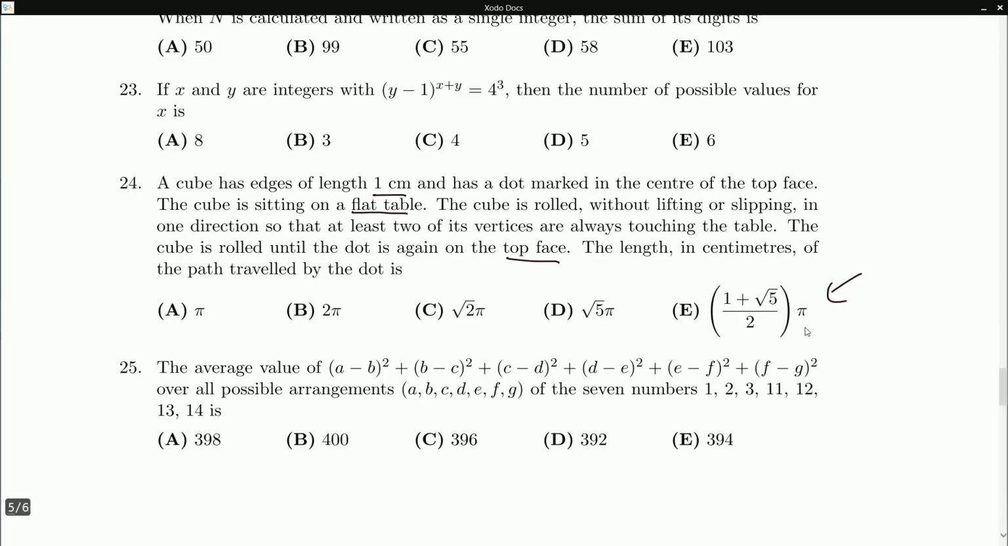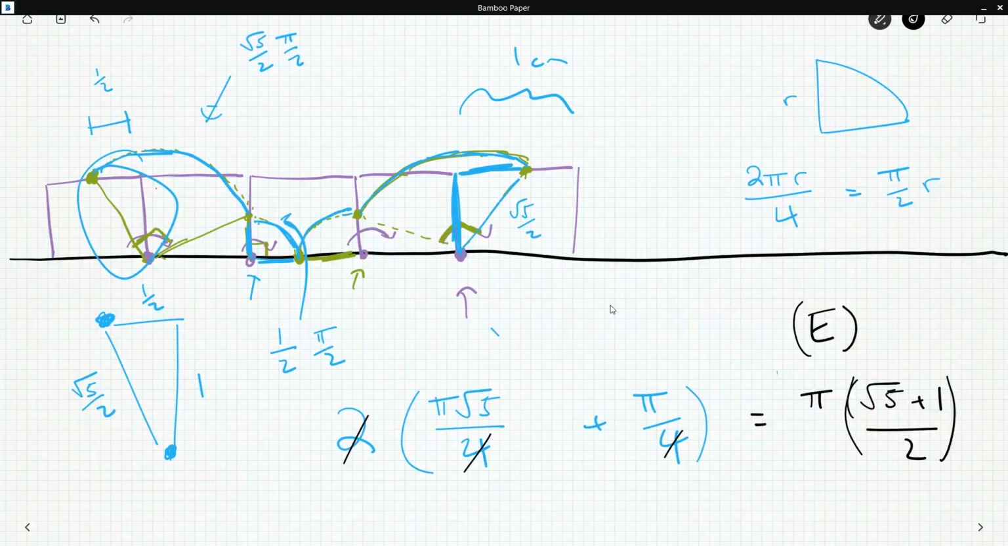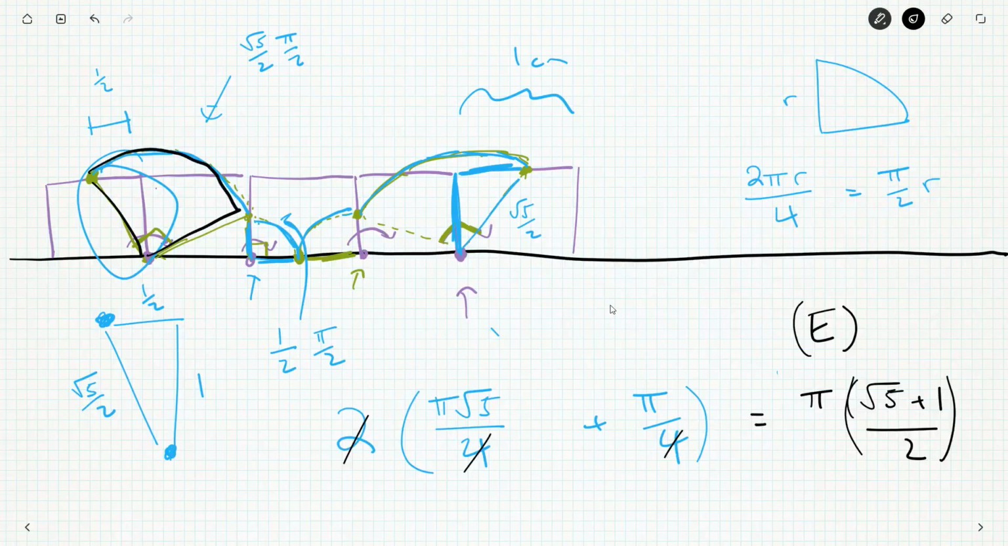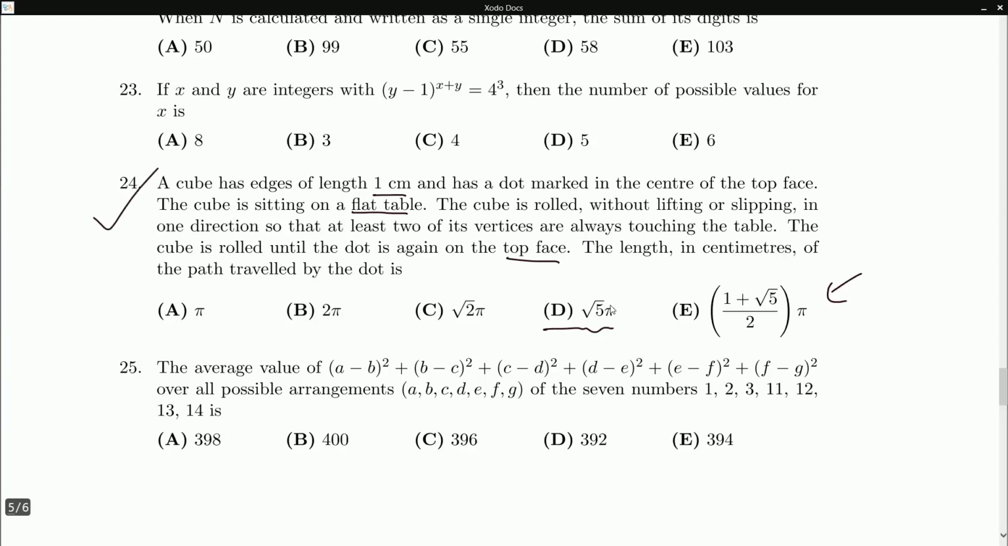Okay. Do note this root 5 pi here. I think this would be the answer if you just drew one picture and assumed it's going to be exactly the same motion, the same sort of arc, and you just multiply this by 4. But you do have to investigate a little bit further. It's the same type of motion. It's quarter circle motions all the way around, but the length of the quarter circle, and therefore its perimeter, changes a little bit. Okay, so that's answer E, and that is the second last question, all done.